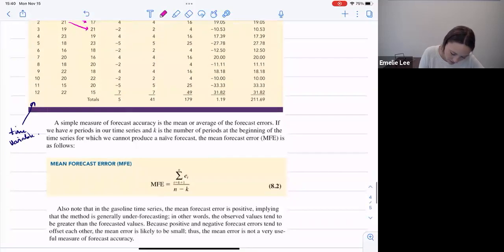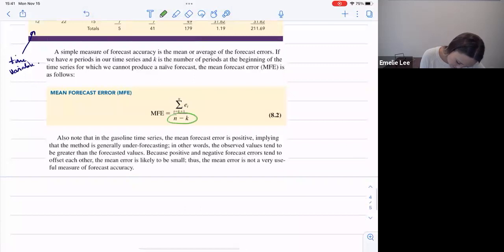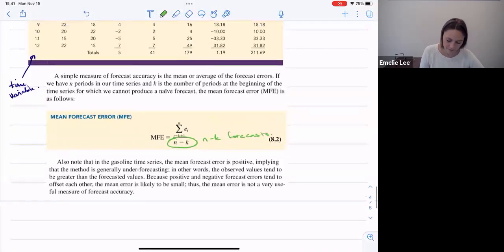Because we have n minus k forecasts. If we have n periods, so in this case we have 12 periods in our time series, and k is the number of periods at the beginning of the time series for which we cannot produce a naive forecast, in this case it's just 1.